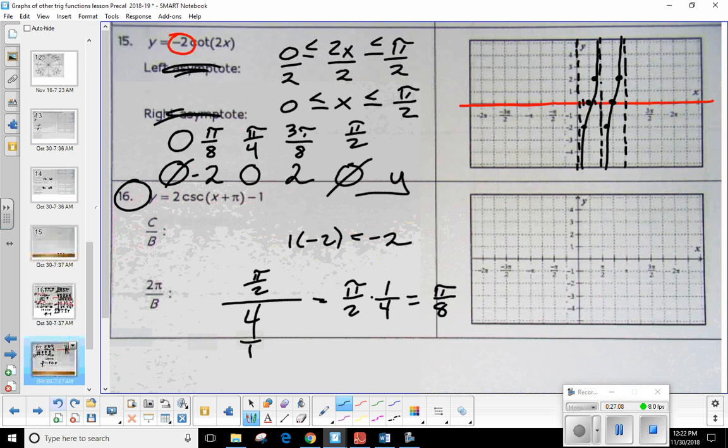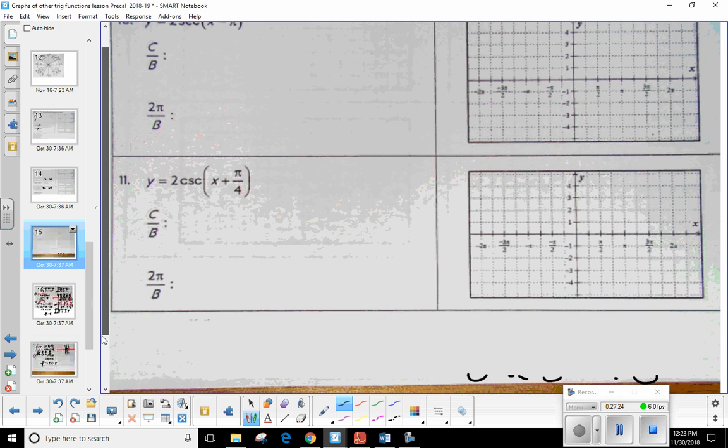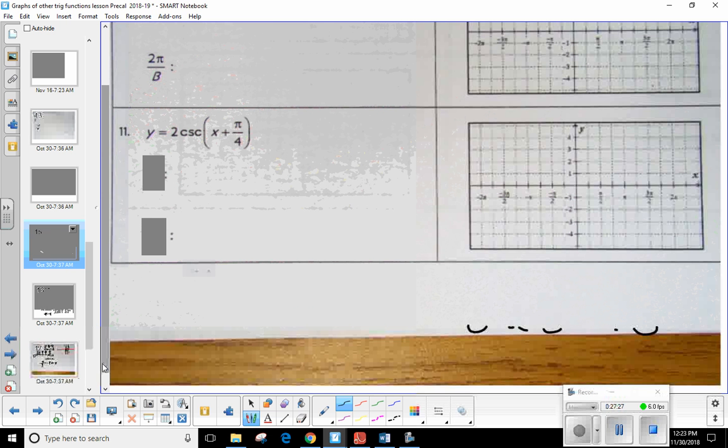All right. So we've got 3 problems that we did together. Do we want to go ahead and do another one? Yes. Which one? 11. Let's take a look at 11. Okay. So 2 cosecant of x plus pi over 4.